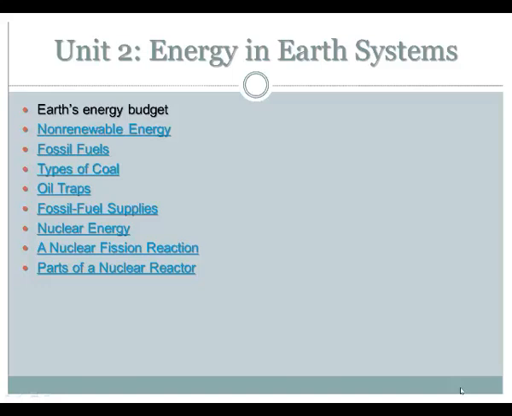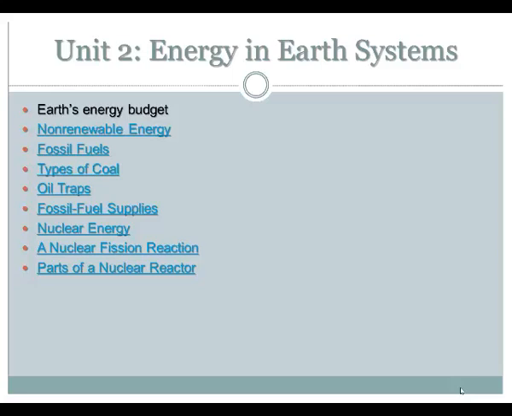So Unit 2, we'll talk about energy and Earth systems. Specifically, we're going to get through and talk about Earth's energy and its budget. Remember that if I was to talk a little bit about a budget, as far as you going to the mall, you'd probably be talking about the amount of money that you have available to you.